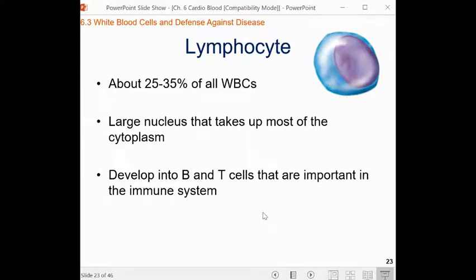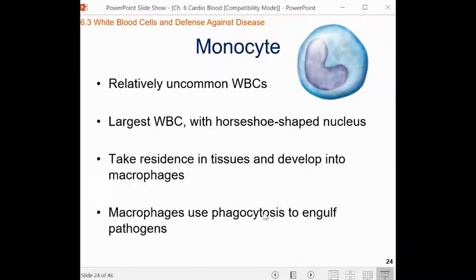This is about 25 to 35% of all your white blood cells. They have a large nucleus and take up most of the cytoplasm. They develop into your B and T cells, and those are really important in your immune response.